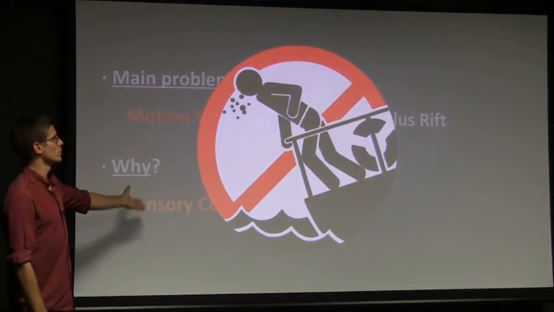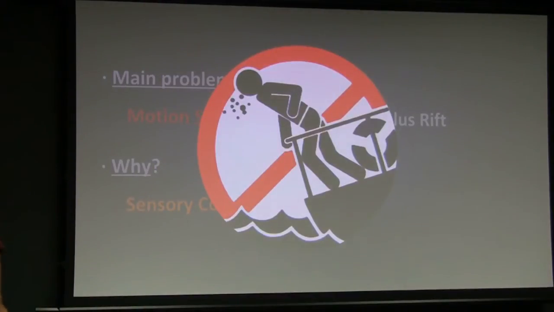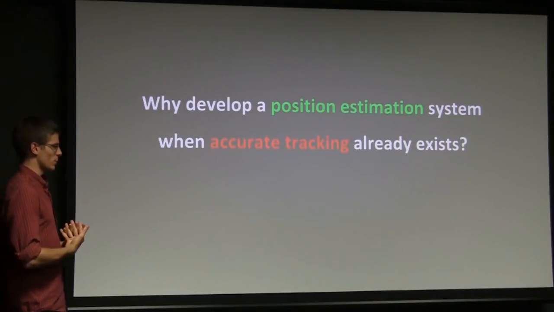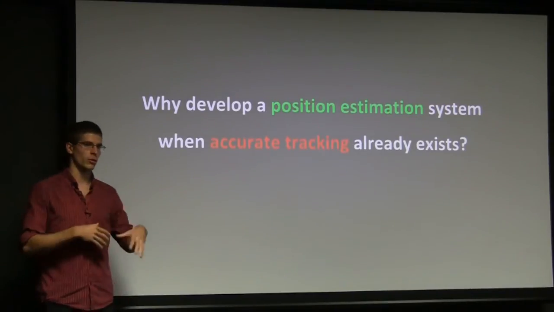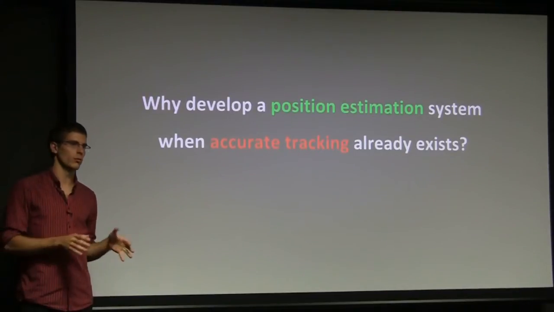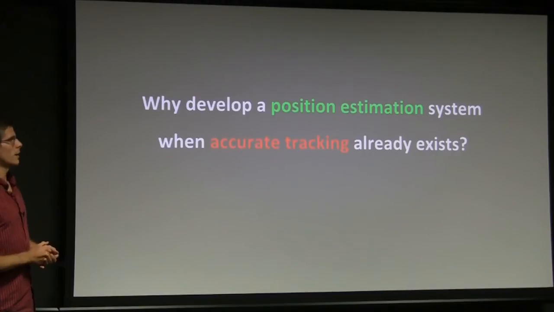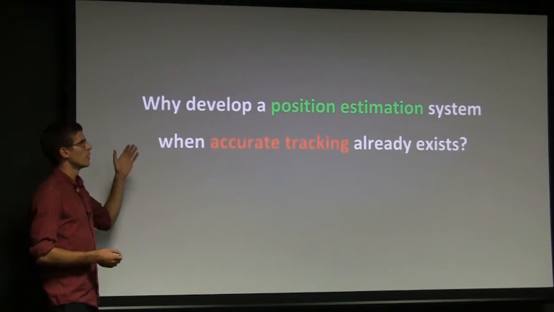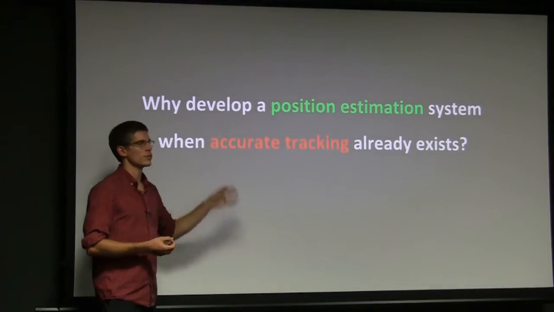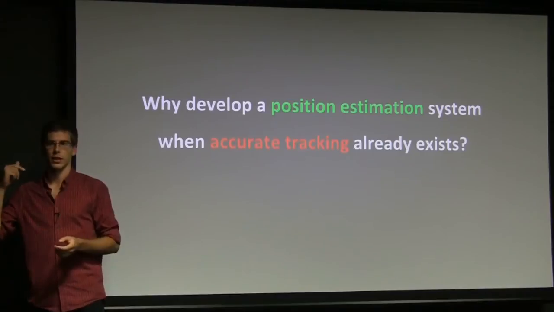So what do we want? We want to avoid sickness, right? The main problem that we found was when you were doing a locomotion task, like moving around a virtual environment while you were seated or not moving at all. I didn't want to ask for a lot of hardware, so we decided to try to estimate the position using the sensor that's inside the Oculus Rift.